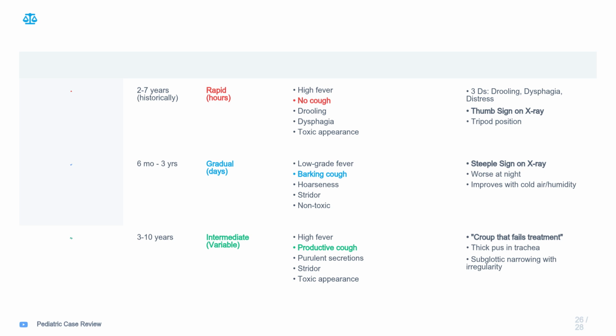Acute epiglottitis presents rapidly with high fever, no cough, and the classic 3Ds of drooling, dysphagia, and distress. The thumb sign is visible on lateral neck radiography. Croup develops gradually with low-grade fever, characteristic barking cough, and the steeple sign on imaging. Bacterial tracheitis often presents as severe croup that fails standard treatment, with thick purulent tracheal secretions and toxic appearance. Recognizing these distinguishing features enables rapid diagnosis and appropriate management tailored to each specific condition.